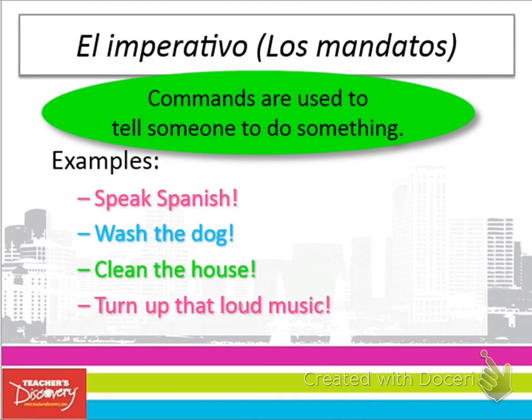If you notice the way that you see commands, it should be obvious to you that nobody's actually doing it. There's no subject. There's nothing to make it agree with. You just have to tell somebody, use the form of the verb to tell somebody to speak Spanish, etc.